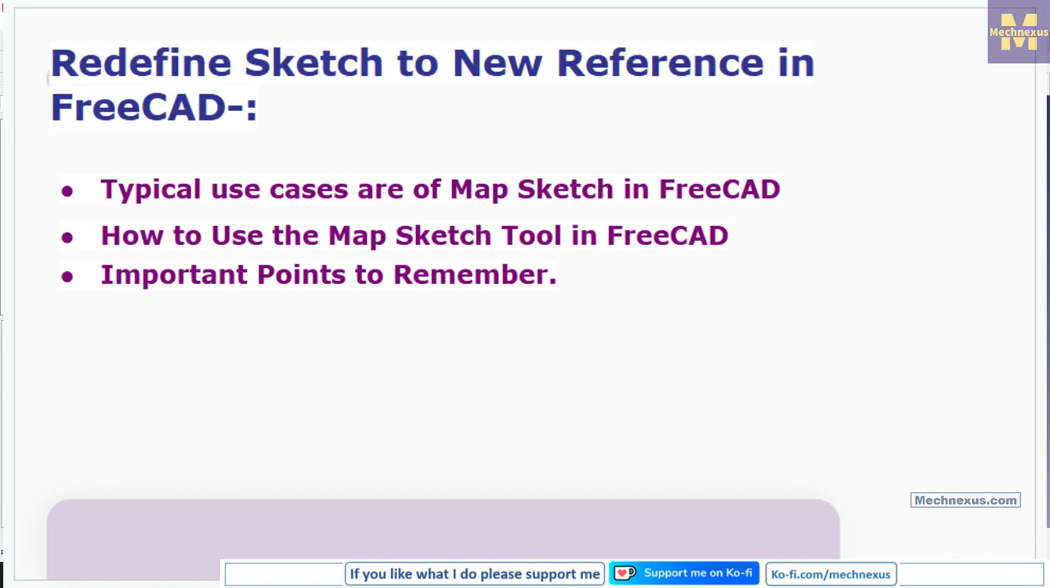The Map Sketch tool is also known as the redefine sketch tool, and this tool allows you to create a 2D sketch with a selected face or a plane of a 3D object, which means that you can easily redefine a sketch from one face to another face, from one datum plane to another datum plane.